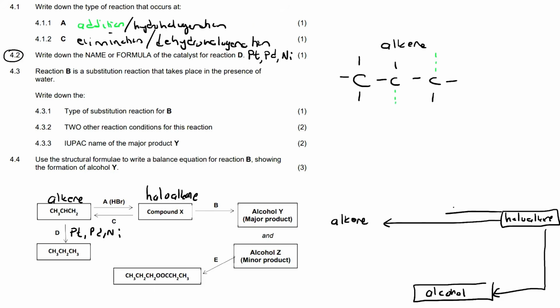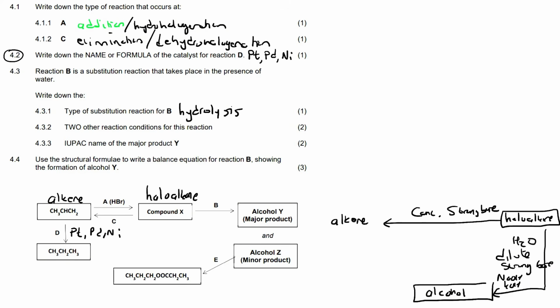To do this pathway, this is the one where we always use concentrated strong base, like NaOH or KOH. This one over here, we use dilute strong base, which is also NaOH, KOH. But we could also use water for this one. So it says write down the type of substitution. Well, all of these are called hydrolysis. And then it says name 2 other reaction conditions for this reaction.